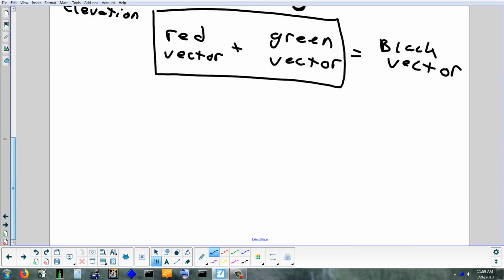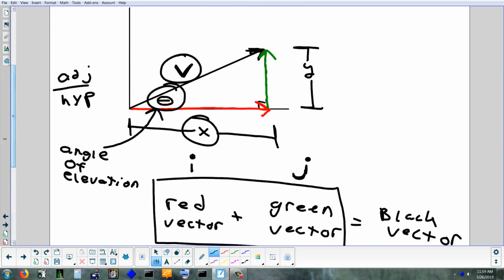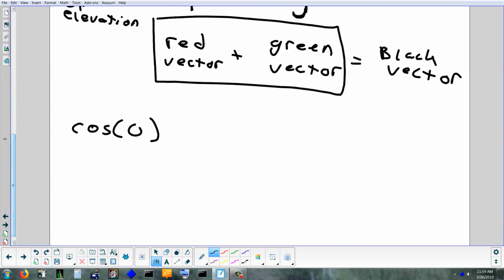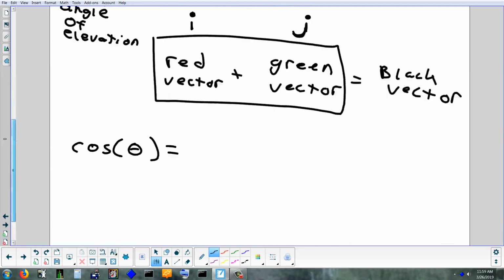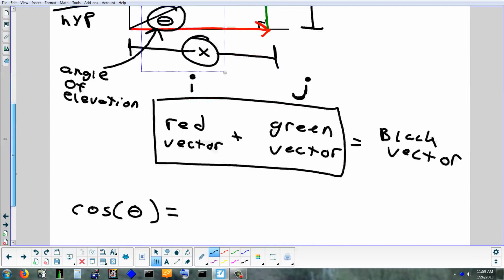So let's write that down. Cosine of, what would go in parentheses? The cosine of theta, it's always the cosine of your angle, equals adjacent over hypotenuse. X is the adjacent.